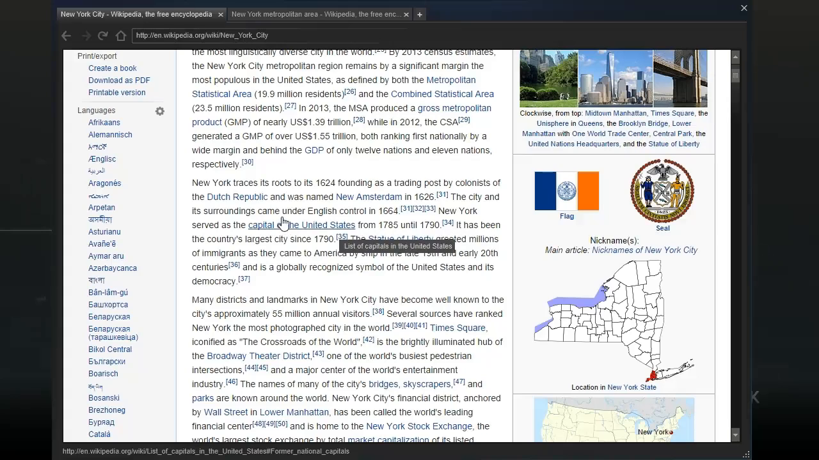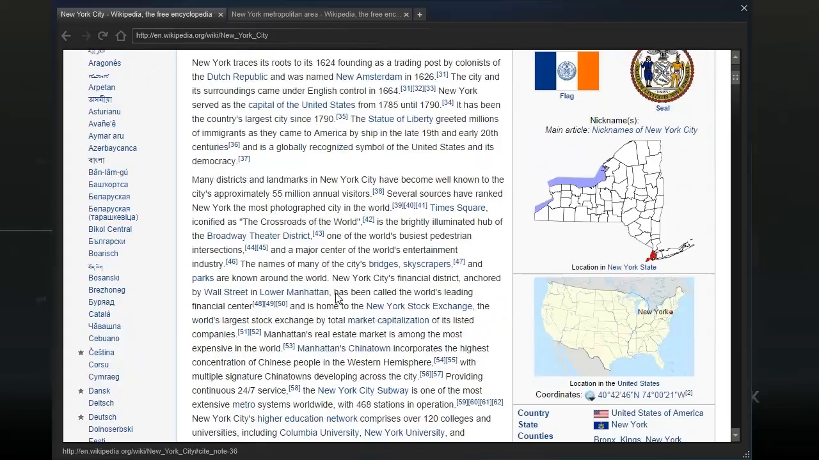The city and its surroundings came under British control in 1664. New York served as the capital of the United States from 1785 until 1790. It has been the country's largest city since 1790. The Statue of Liberty greeted millions of immigrants as they came to America by ship in the late 19th and early 20th centuries, and is a globally recognized symbol of the United States and its democracy.